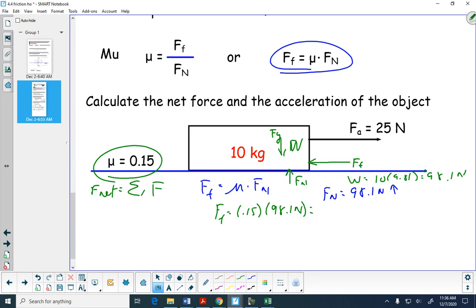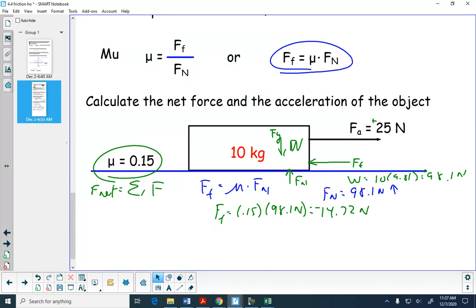So Nate, what is our force of friction? 14.72 newtons. And that's going to the left, so that will be a negative motion. I have 25 newtons going to the right. I have force of friction that's resisting your motion going to the left.